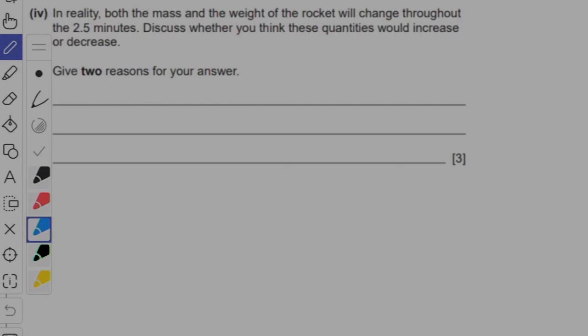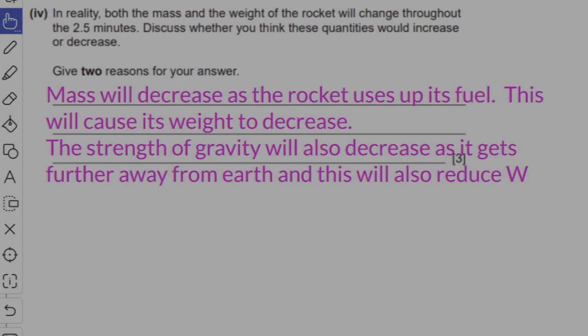So there's two reasons: your mass will decrease because of the loss of fuel, but your weight will decrease because of the loss of fuel and because you're getting further away from the Earth. So something that explains both changes, those are your two reasons. We've got a decrease in mass because you're using up fuel. That'll cause W to decrease. And then you've got a decrease in the strength of gravity as you get further and further away from the planet.